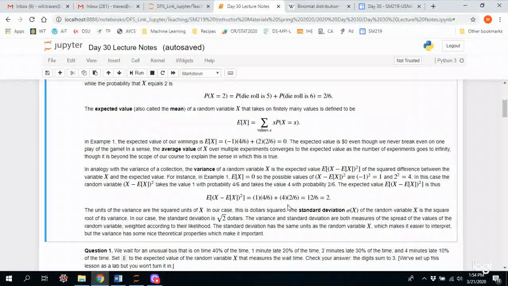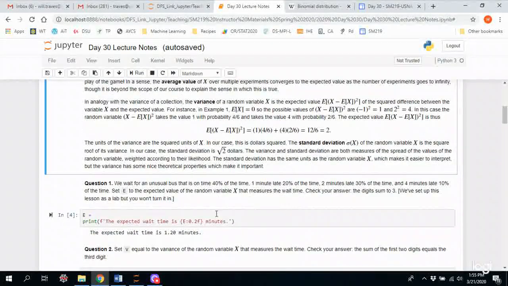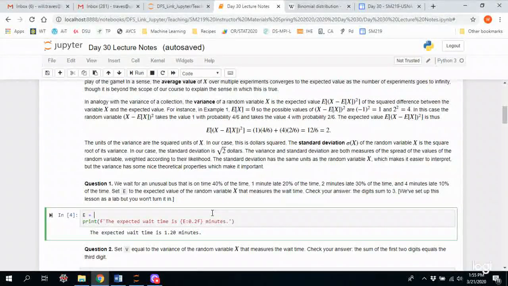The standard deviation tells us something about the spread of the possible values of our random variable, and the standard deviation has units equal to the units of the variable, which makes it easier to interpret. In this first question, we're going to compute the expected value of the wait time for this bus.